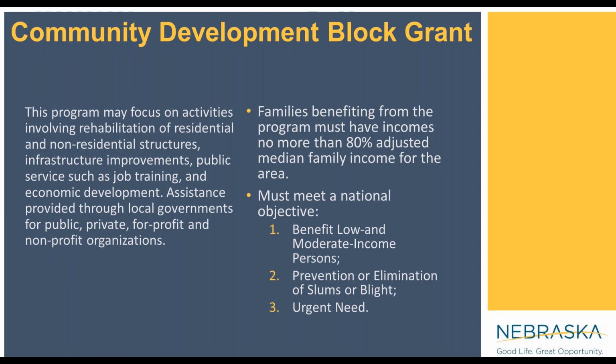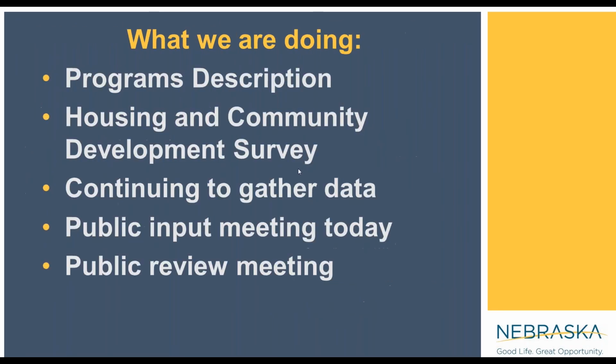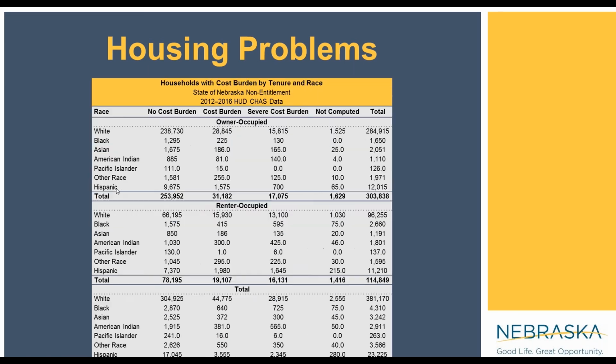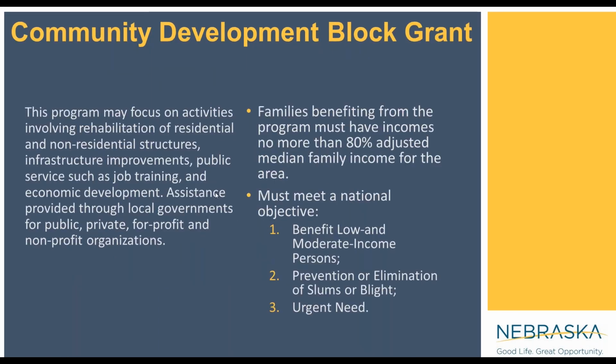Families benefiting from the program must have incomes of no more than 80% of adjusted median family income for the area. That's why it's important to have these tables, because you can see the income breakdown. This is 0 to 30, 30 to 50, 50 to 80. So it's focusing on households with under $62,000. The national objectives for the CDBG funds are to benefit low and moderate income persons, prevent or eliminate slums or blight, and address the most urgent needs identified in the Consolidated Plan.